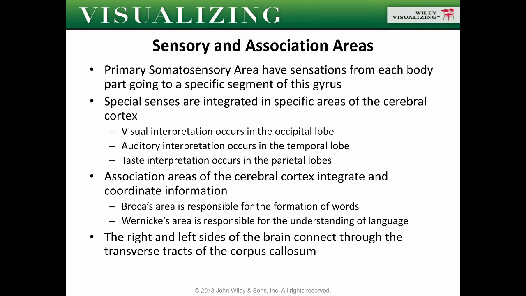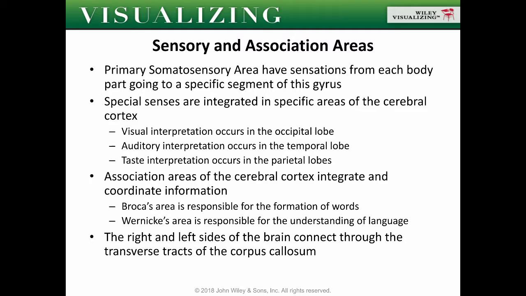So, sensory and association areas. The primary somatosensory area has sensations from each body part going to a specific segment of this gyrus. Special senses are integrated in specific areas of the cerebral cortex. So, visual interpretation occurs in the occipital lobe, auditory interpretation in the temporal. Occipital is around the back. The temporal is basically near your temples, the sides. And then the taste interpretation occurs in the parietal lobes. So that's around the top area, back top area.